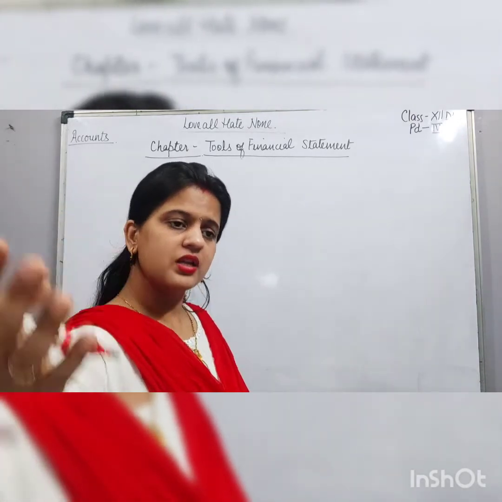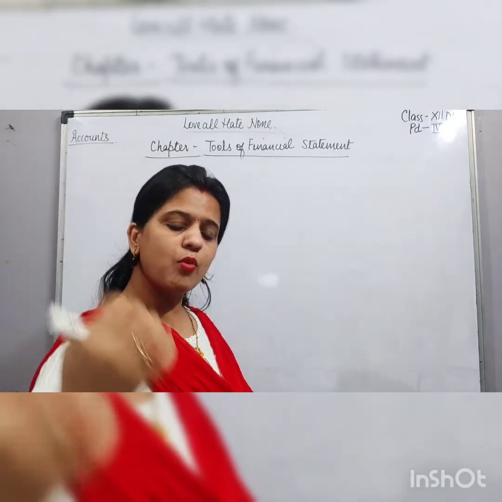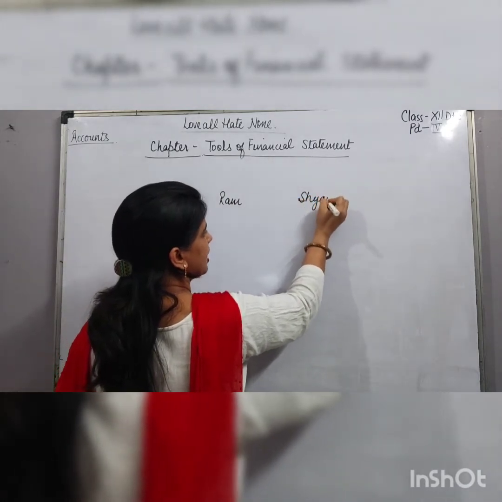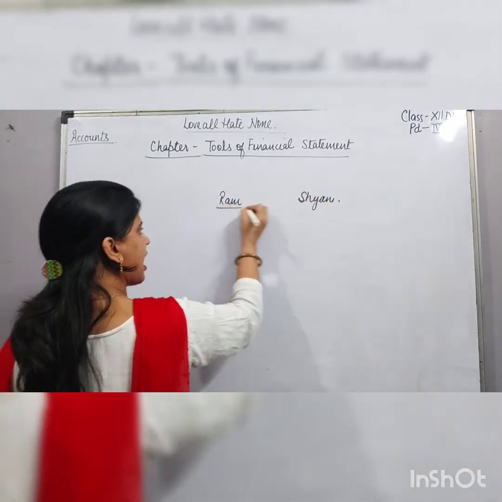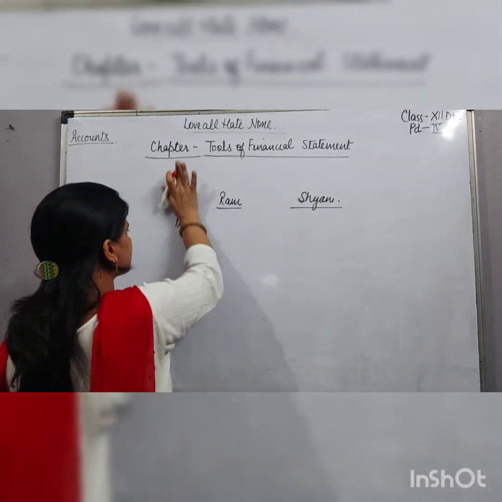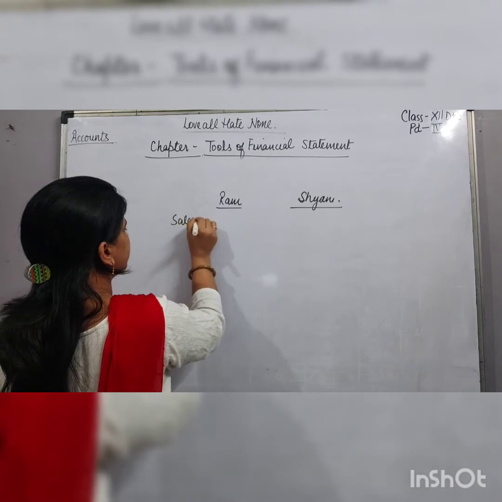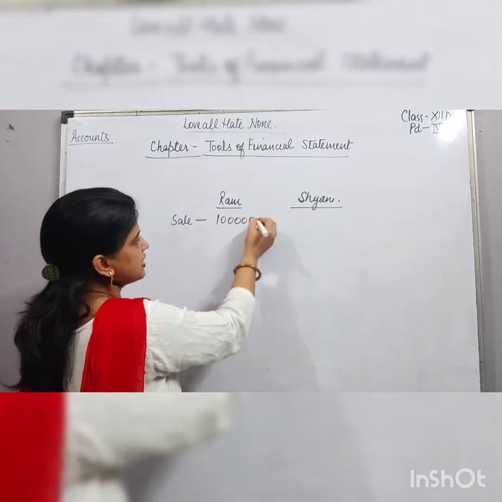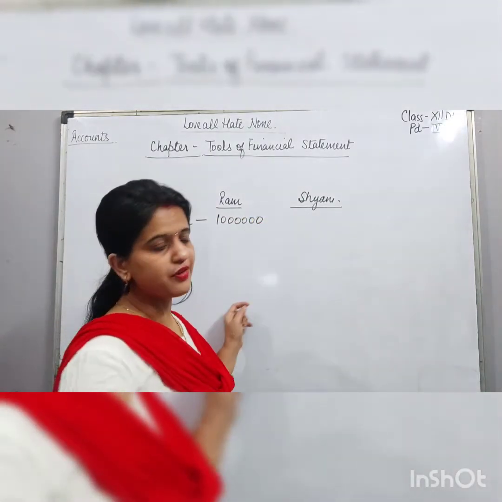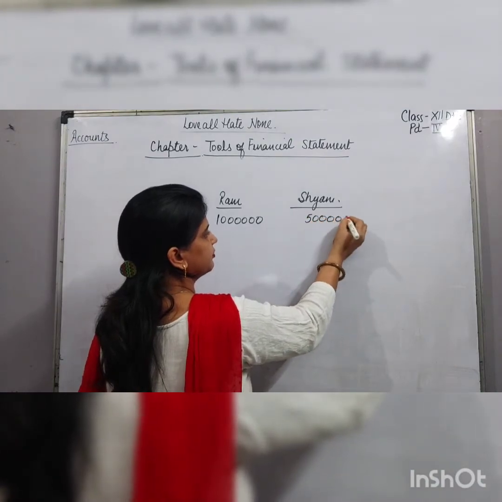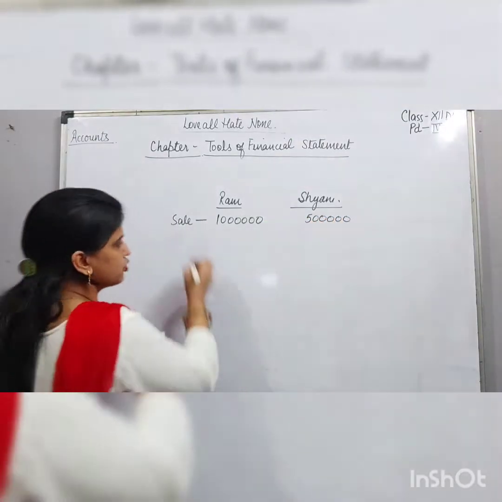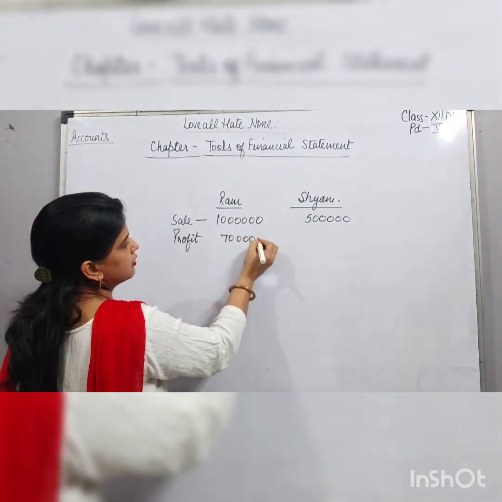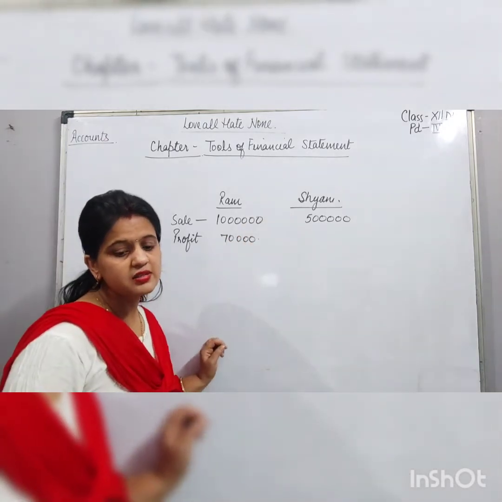Who is earning more profit? Suppose Ram is there and Shyam is there. Okay, Ram and Shyam, 2 partners are there, and Ram's sales is 10 lakh. Okay, Ram's sales is 10 lakh and Shyam's sales is 5 lakh. And if we talk about the profit, the profit earned by Ram is 70,000. And the profit earned by Shyam is 50,000.